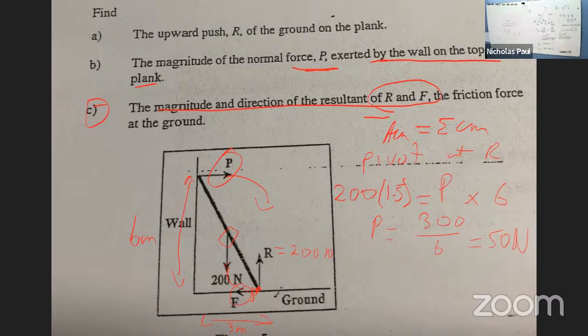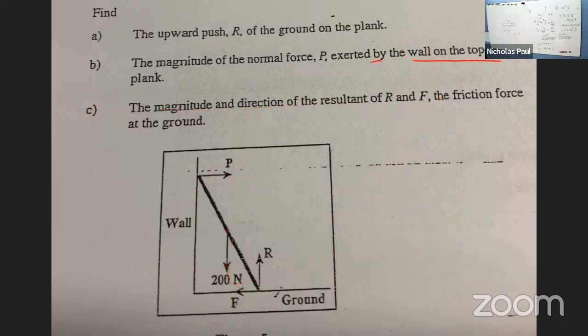Right, so our diagram looks like this. This is 50 newtons. R was how much again? 200. And F is how much? 50. Why? Because the body is in equilibrium. So mutually perpendicular forces are equal. Upward equal to downward, left equal to right.